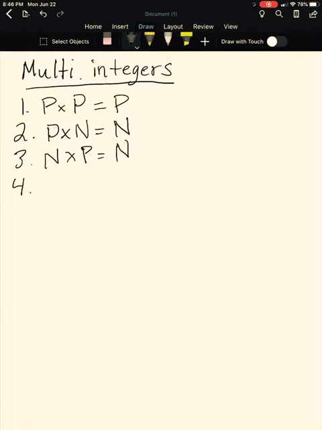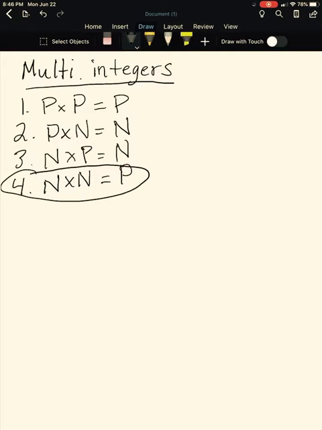Number 4: a negative times a negative. It's always going to be a positive. And this is the most missed one, because everybody assumes that's going to be negative. No, it's positive.